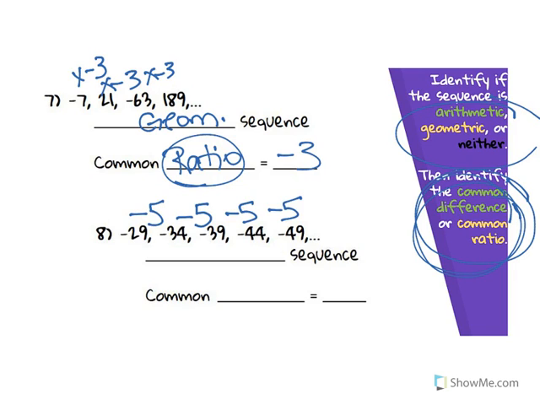So each place here we're subtracting by 5, which means we have an arithmetic sequence because we're subtracting. So we have a common difference. Please feel free to abbreviate. And our common difference is -5 because we're subtracting 5 each time.